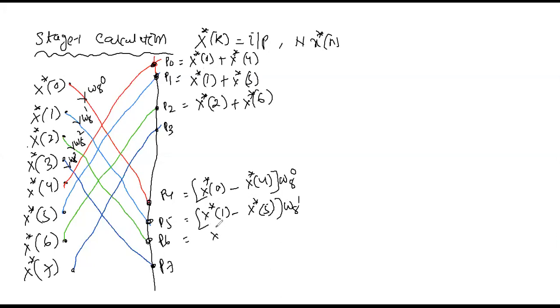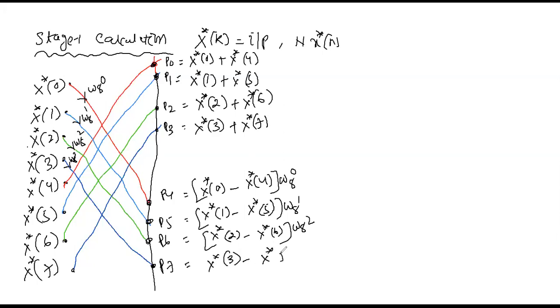This is your X conjugate 2 minus X conjugate 6 multiplied by the twiddle factor omega 8 2. Then P3 is X conjugate 3 plus X conjugate 7. Then this P7 is finally X conjugate 3 minus X conjugate 7, whole multiplied by the twiddle factor omega 8 3. Okay, so this is your stage 1 calculation.